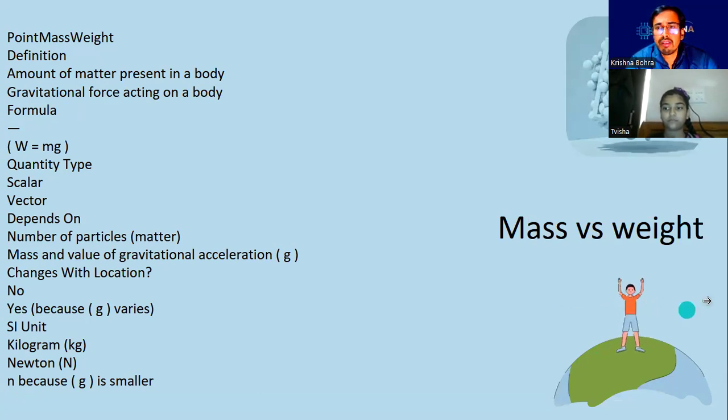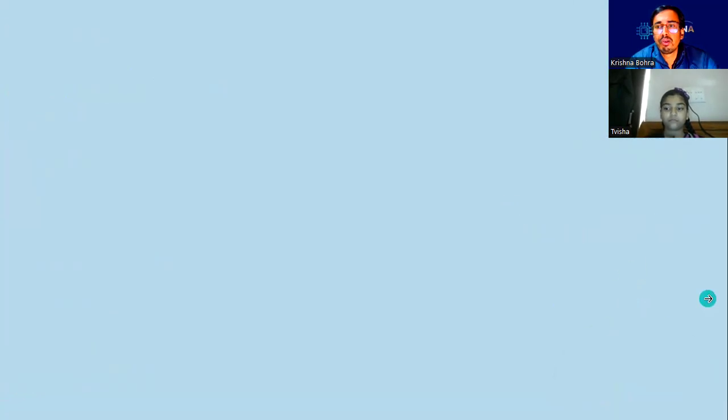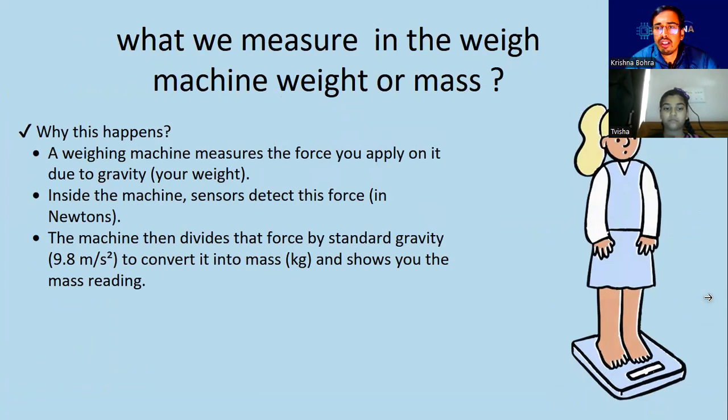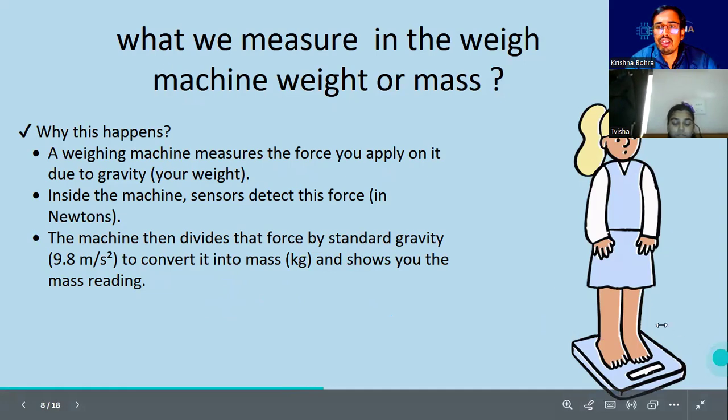But it is surprising, because the weigh machine is measuring our weight, not our mass, right? A weighing machine measures the force you apply on it due to gravity. Inside the machine, a sensor detects this force, which is in Newton, and converts it into kg by dividing it by 9.8 meters per second squared, which is the standard value of gravitational acceleration, g. So it basically eliminates the g from the measurement, and gives the result in kg.